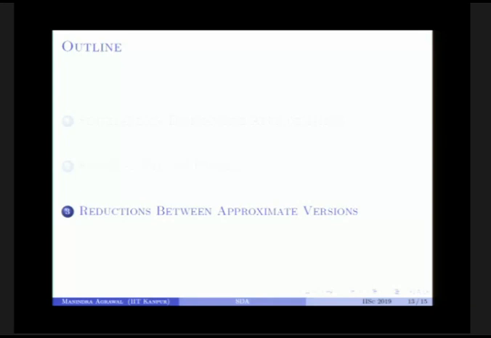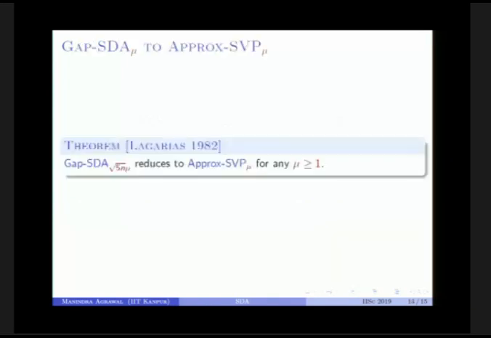Okay. So we have defined two problems. I have indicated one connection, that we can solve gap SDA for certain values of mu through the shortest vector problem. So now let me talk about these connections more explicitly. This theorem I have already mentioned, that Lagarias showed that gap SDA with multiplying factor square root of 5n times mu reduces to approximate SVP for mu, for any mu greater than 1. This means that if you can solve the approximate version of the shortest vector problem for a multiplier mu, using that you can solve a gap version of the simultaneous Diophantine approximation for a multiplication factor of square root 5n times mu.